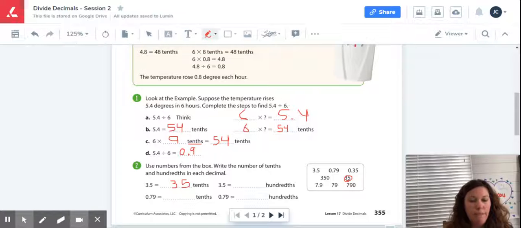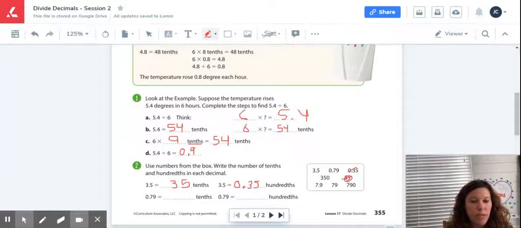And then 3.5 is equal to how many hundredths? So that means my 5 has to end in the hundredths place. So 3 goes right next to it. So that means my decimal point will be right here in order for my 5 to be in the hundredths place, and then the 0. So that was this one right here. Let's cross that out.